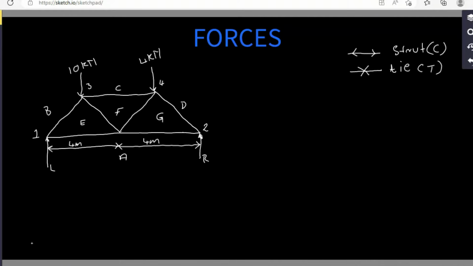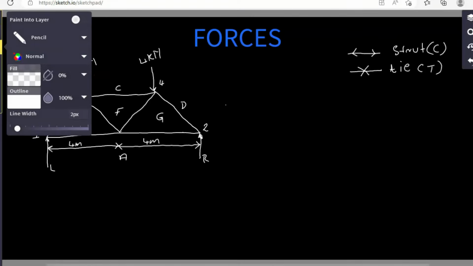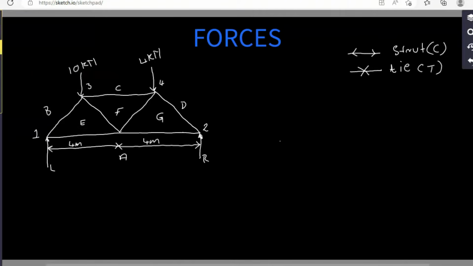The question for the structure that we see before our eyes says, calculate the axial forces in each part of the following framework and determine their nature, the nature of the forces. They want to know if the force is a compressive force or a tensile force, and we use strut or tie as the term in roof trusses. So the first thing that we have to do here is to determine the value of L and R since we are not given them.